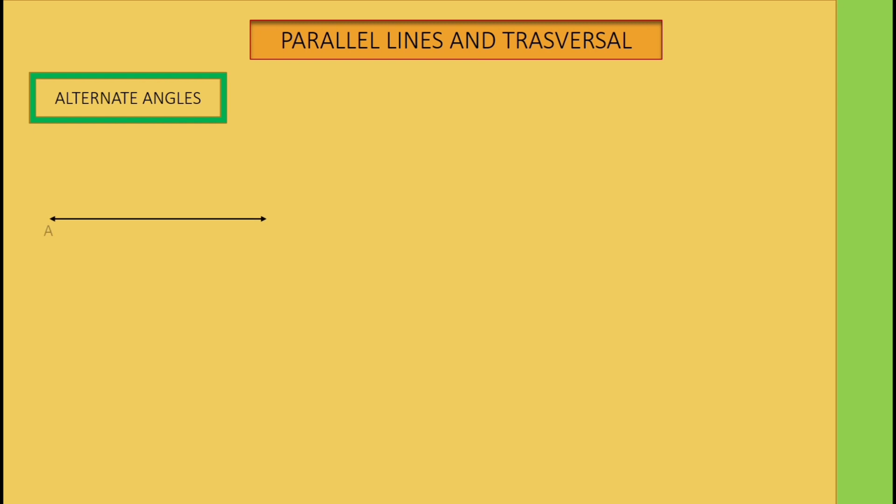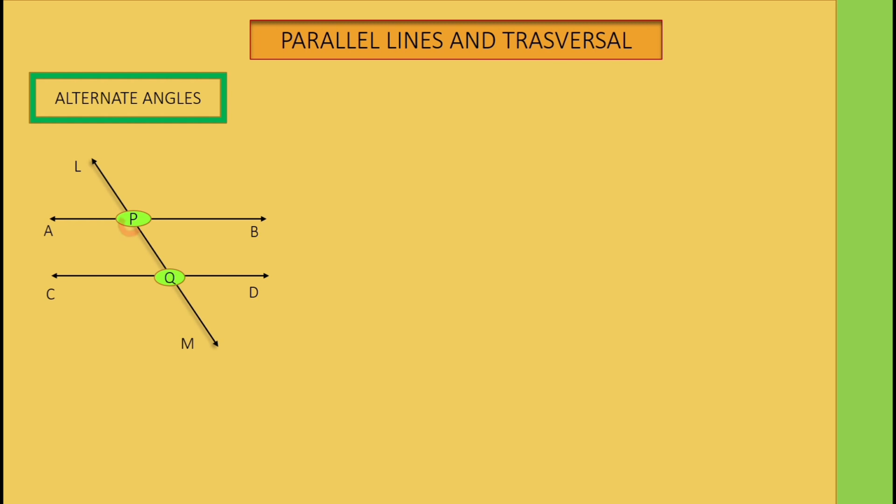For that purpose, let us consider this figure which consists of the two parallel lines AB and CD. One transversal is also present here, the transversal LM. This transversal LM intersects the line AB in point P and also intersects the line CD in point Q.